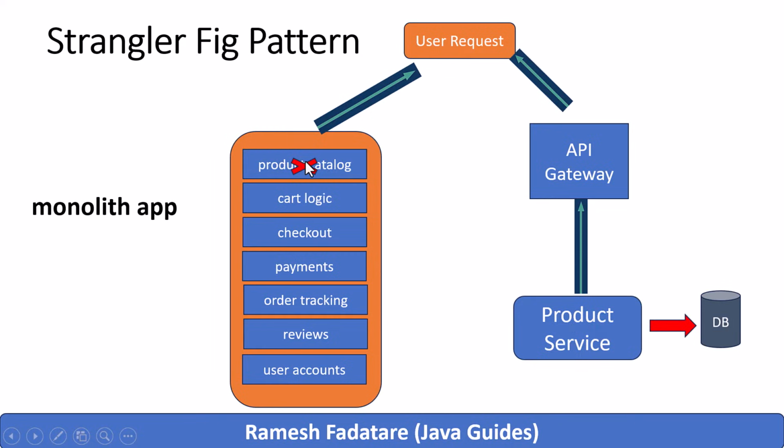Everything else, like the cart and order placement, still runs through the monolith for now, but congratulations, you have just used the Strangler fig pattern. One feature has been safely migrated without touching the rest of the system.